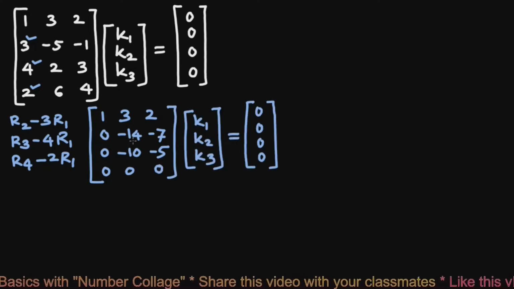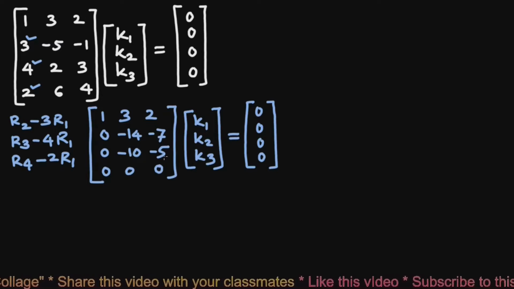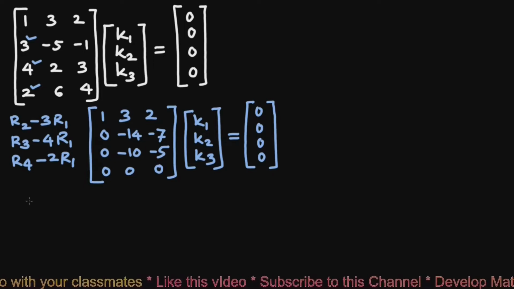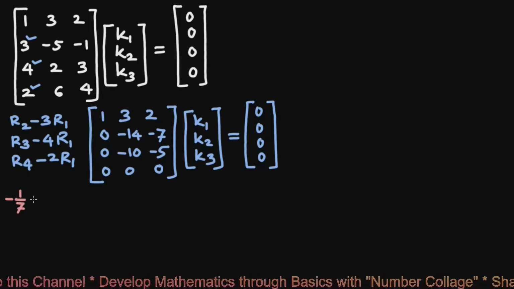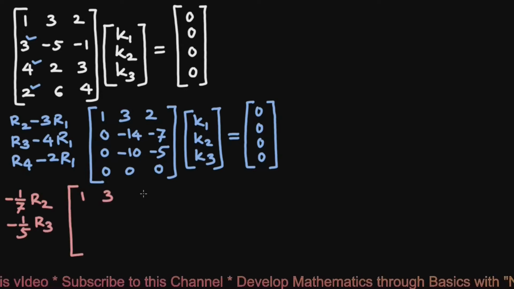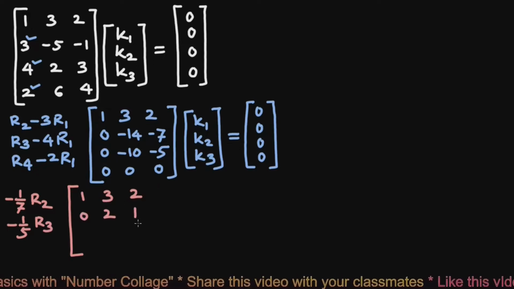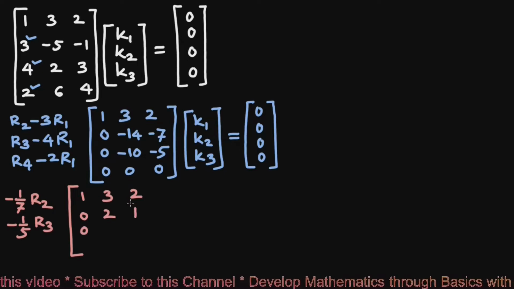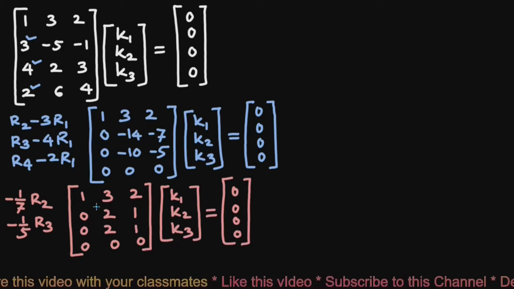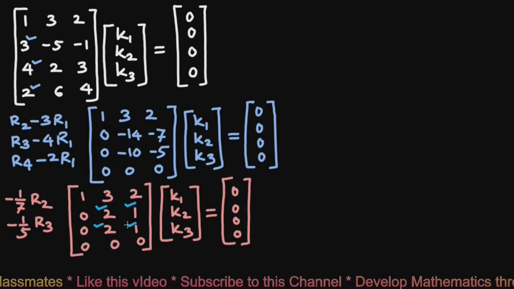14 and 7 have 7 as the common factor, and 10 and 5 have 5 as the common factor. So our next row transformation will be minus 1 by 7 R2 and minus 1 by 5 R3. 1 3 2, then 0, 2, 1, 0, 2, 1. Now, with the help of these 2 and 1, we will reduce this 2 and this 1 to 0.